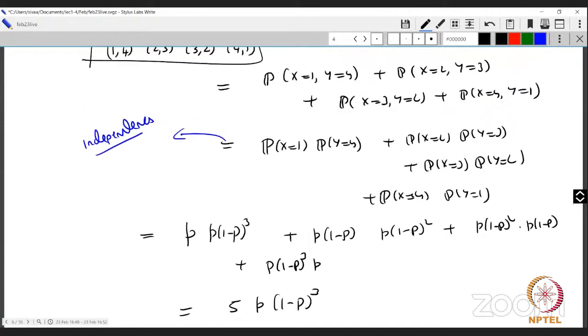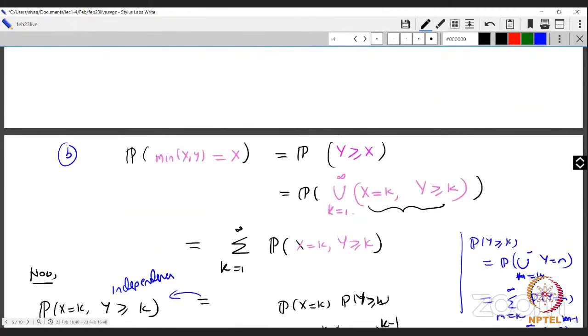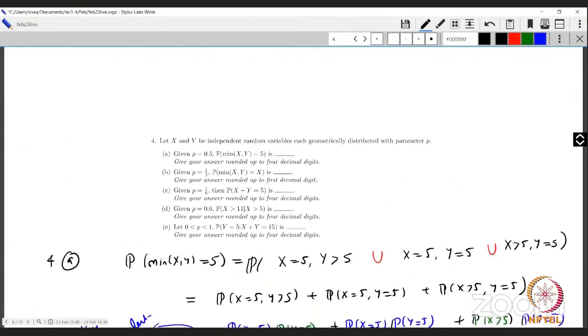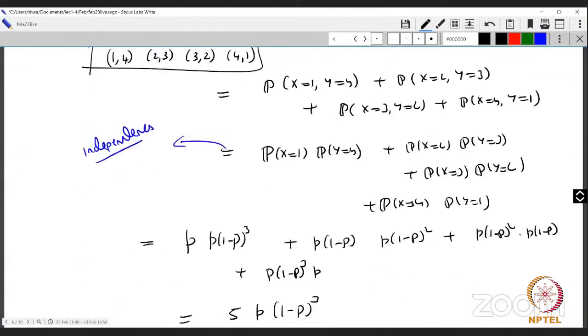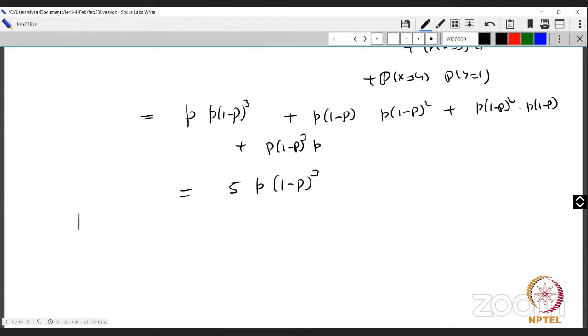And what was P here? P was 1/8. So if P equal to 1/8, this is equal to 5 times 1. So isn't it 4 times? So 1, 2, 3, 4. Thank you. Sorry about that. I didn't count properly. It's very hot on my balcony and I'm losing track of my mind. It's 1, 2, 3, 4, only 4 times there. So 4 times 1/8 times 7/8 to the power 3. So it's 7 cubed by 8 cubed.